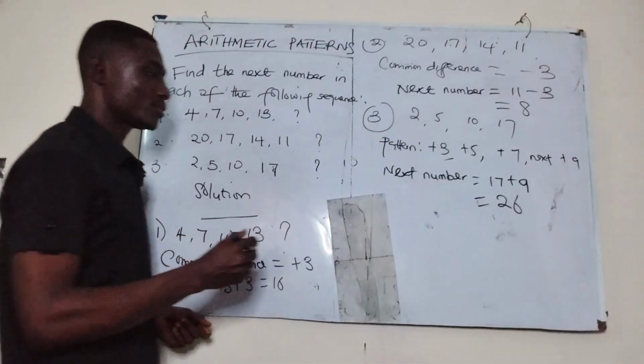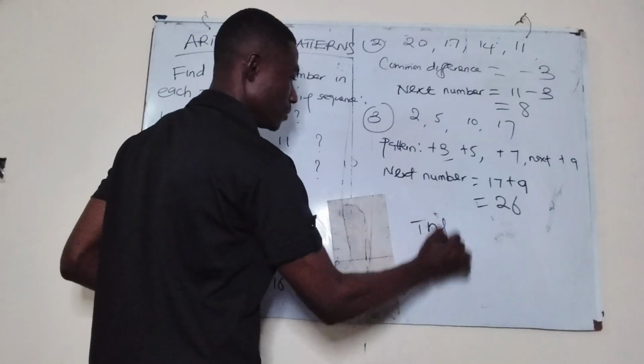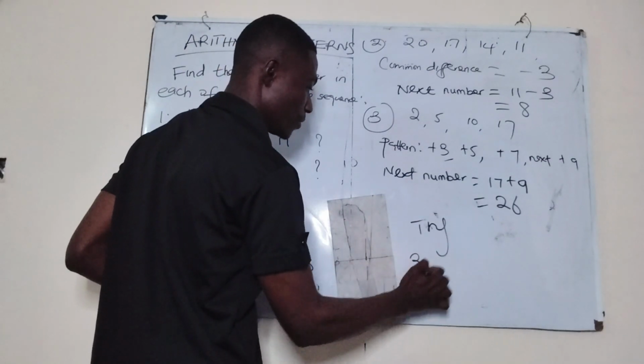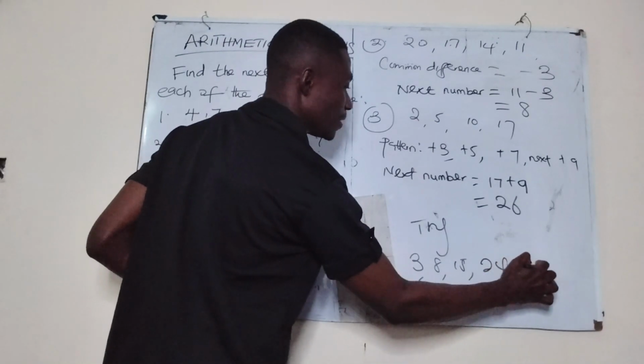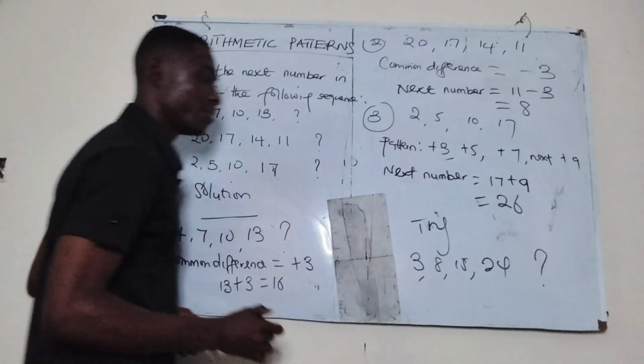So we could also try this pattern: 3, 8, 15, 24, and what's the next number? Try that.